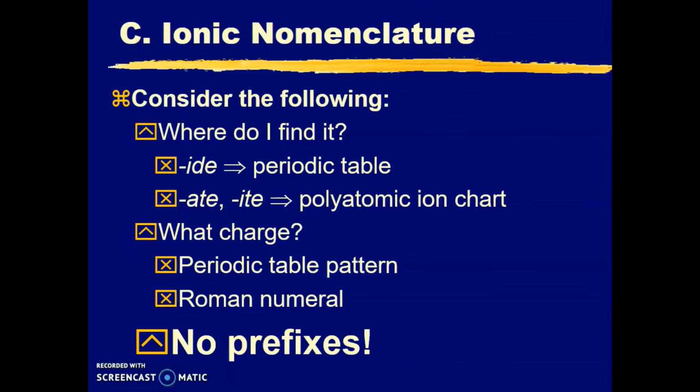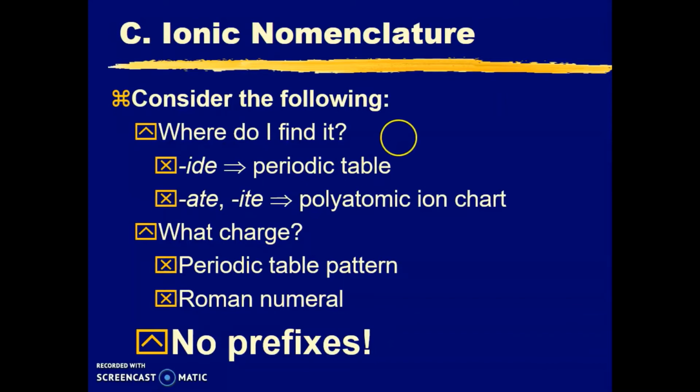Okay, so first off, whenever we're doing one of these, we need to consider a couple of things. One, if you're trying to figure out the name of something, where are you going to find the name? If you're given chemical symbols, well, if the name ends in IDE, that means you only have two elements, so you look at the periodic table to find your chemical symbol. If the name ends in ate or ite, A-T-E or I-T-E, that means it has more than two elements, and you need to find it on your polyatomic ion chart. If you look at your chart, you'll see that all of those end in ate or ite, so you just use their name.